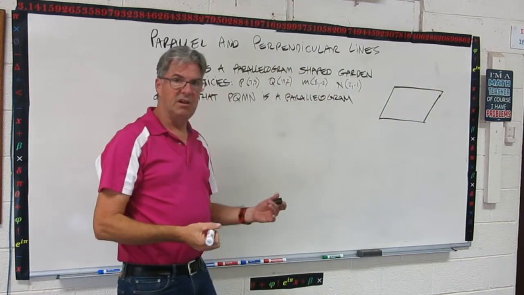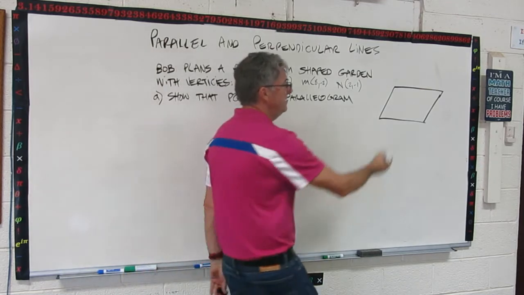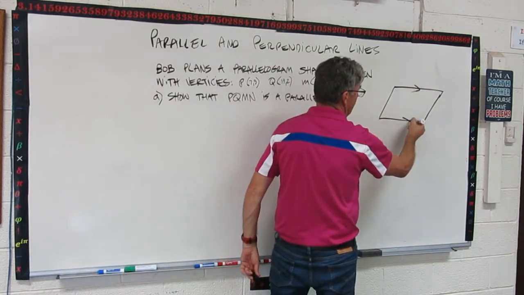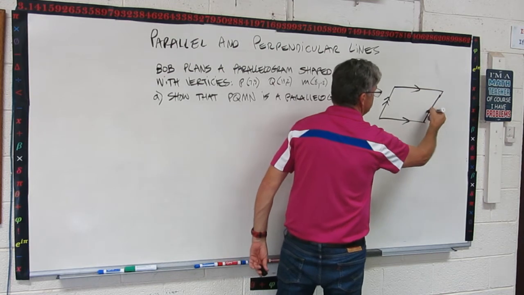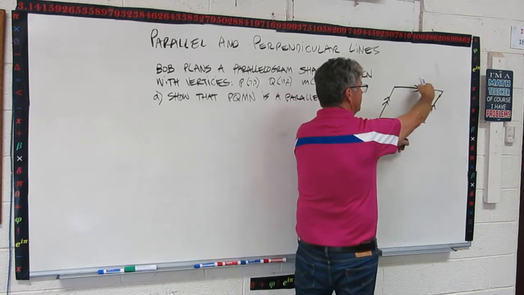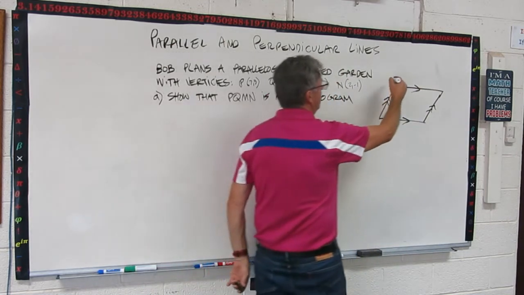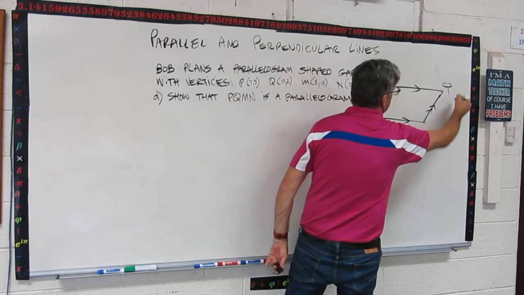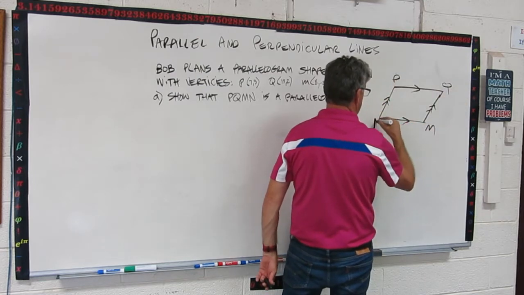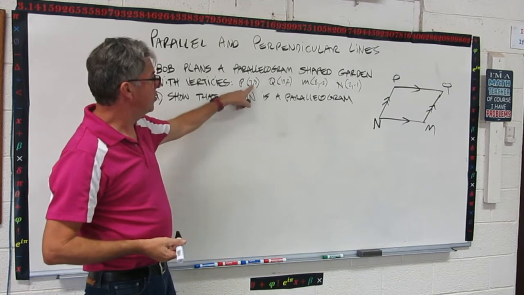Generally speaking, a parallelogram looks like a squished rectangle, okay? And opposite sides are parallel. So that's what these arrows mean. The two arrows indicate that these two sides are parallel, and these indicate that those two sides are parallel. Now I'm going to label my points P, Q, M, and N. Now I'm going to go further. I'm going to put the coordinates on them.